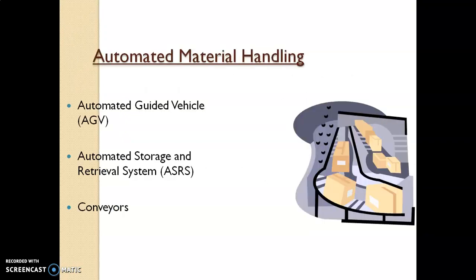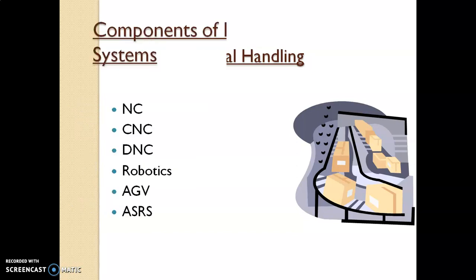And the automated material handling systems used in FMS: the automated guided vehicles, AGVs, are used in FMS. And the next, the automated storage and retrieval system, ASRS, and conveyors used to move the component. These are all the automated material handling systems in the FMS system.